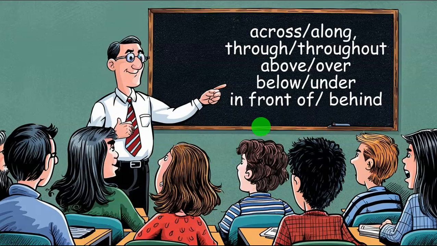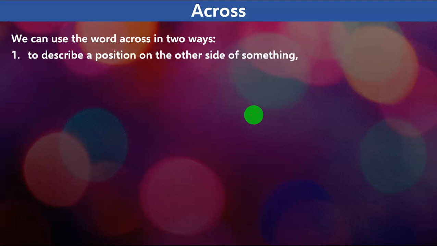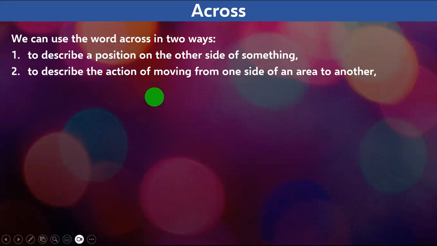Let us start with the word across. Now we can use the word across in two ways. First one, to describe a position on the other side of something. Now friends, that's very important, on the other side of something. And number two, to describe the action of moving from one side of an area to another. So the first one is on the other side of something, and the second one is moving from one side of an area to another.